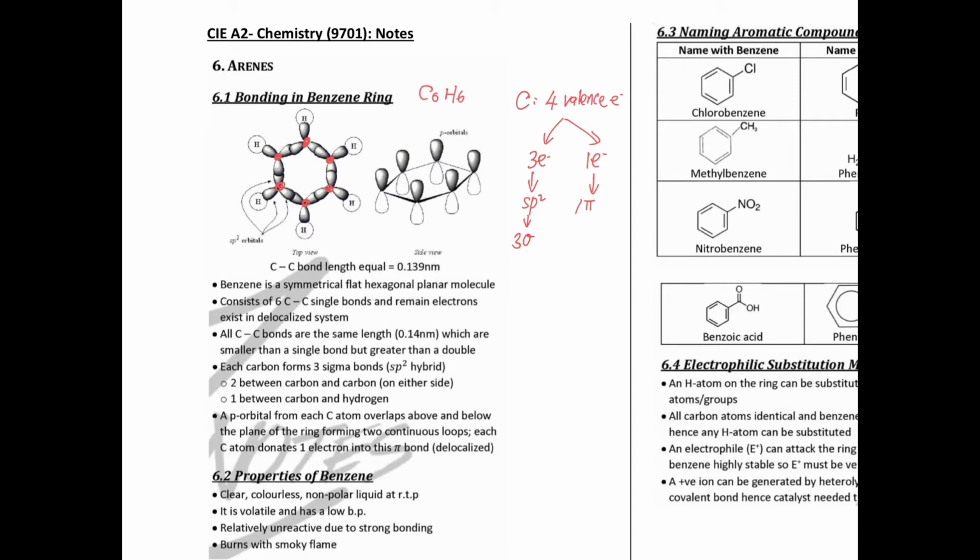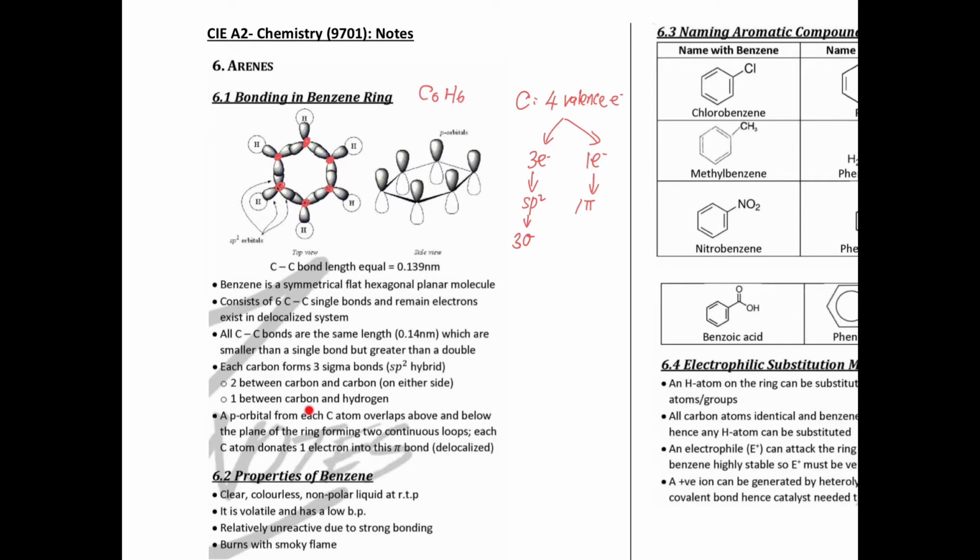Each carbon forms 3 sigma bonds, sp2 hybrid. So I already mentioned 3 sigma bonds. So which 3? Okay, let's say we talk about the carbon on top. 1 sigma bond is to another carbon. Another sigma bond is to the other carbon on the other side. And the third sigma bond is to the hydrogen. So 3 sigma bonds. And 1 pi bond. So 2 between carbon and carbon on either side, and 1 between carbon and hydrogen. So altogether 3 sigma bonds.